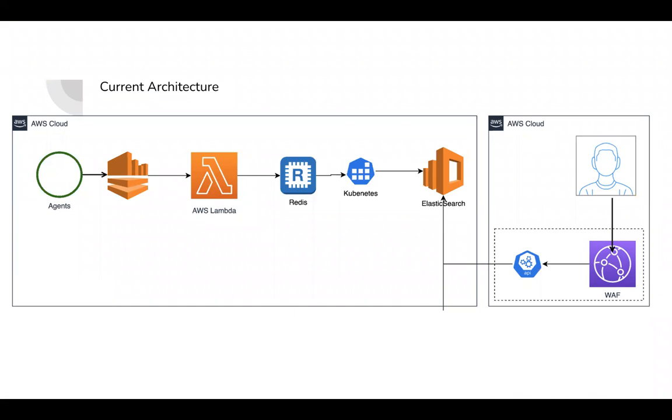So this is our current architecture, right? I've walked through this earlier. If you really look at it, our agents talk to AWS Kinesis, which is the equivalent of Kafka, which is nothing but a queuing bus, which then talks to a serverless interface. And from there, we push the data into Redis and then into Kubernetes, and then it goes into Elasticsearch. And when you access the data, either using an API or this, we have a web application firewall, which is front-ending an entire Kubernetes cluster, which is talking to the API. And that is talking to Elasticsearch.